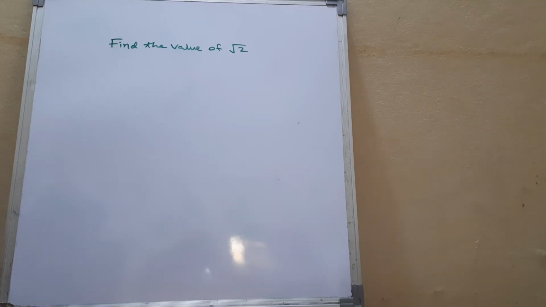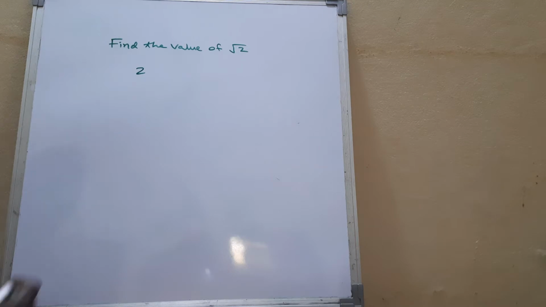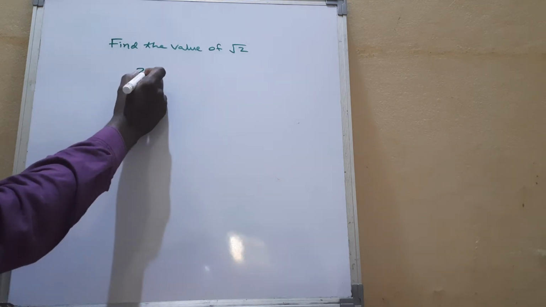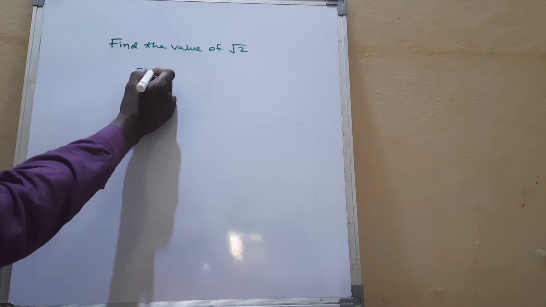Now I am telling about how to find the value of root 2. I will explain it in the long division method. First we take the number whatever we want to find out. So I took the number 2. Now I put a dot after this number. Then we put 6 zeros after this dot.